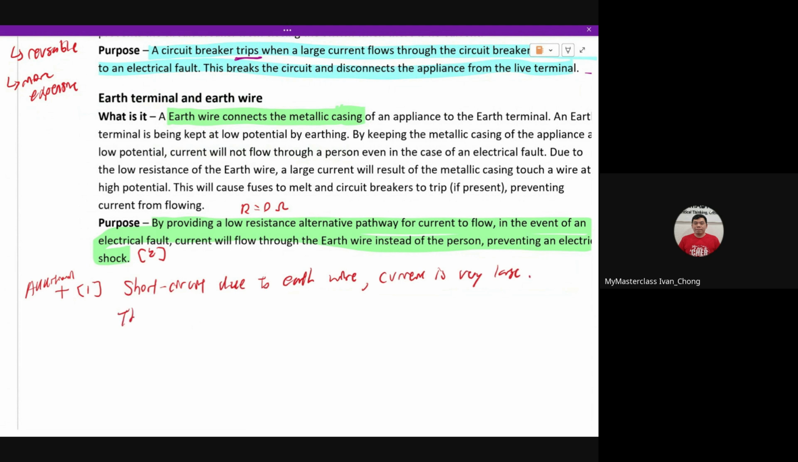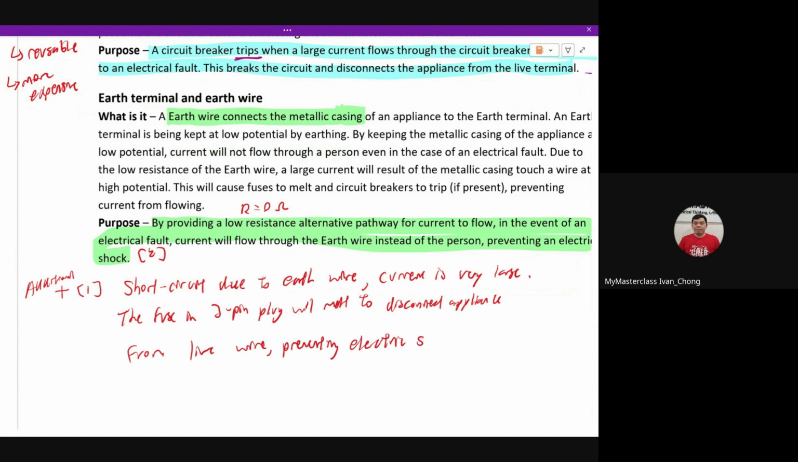Okay, so what happens is the fuse in the 3-pin plug will melt to disconnect the appliance from the live wire, preventing electric shocks as well. So just now on top, we already covered electrical fire. Okay, because don't forget, when you have a short circuit, current is super duper large, right? So if you keep having super large current, you actually end up causing an electrical fire, right?